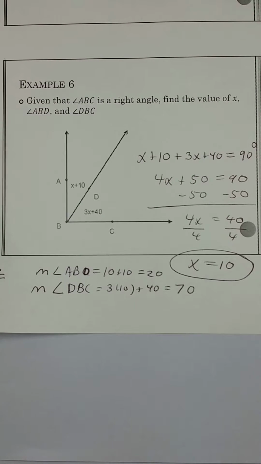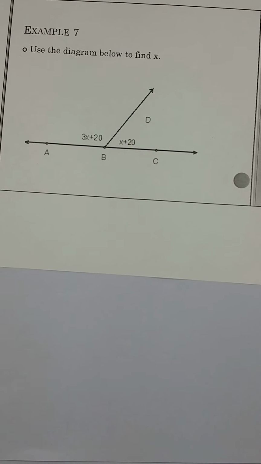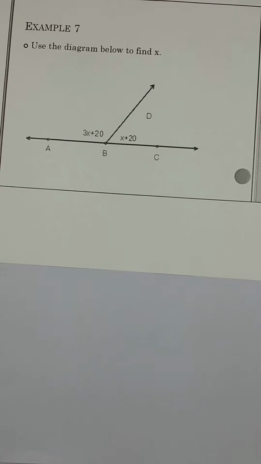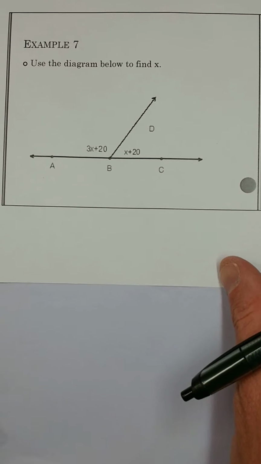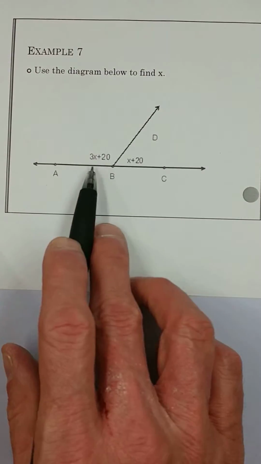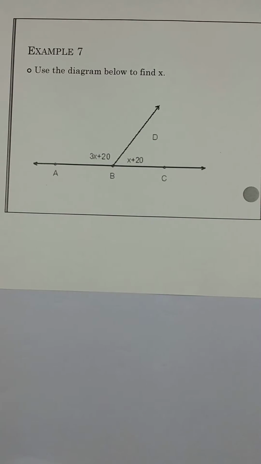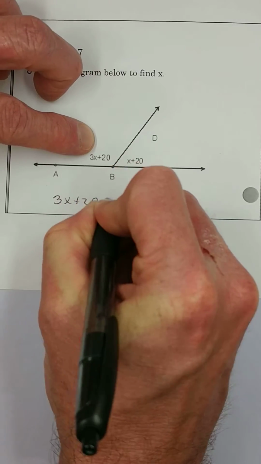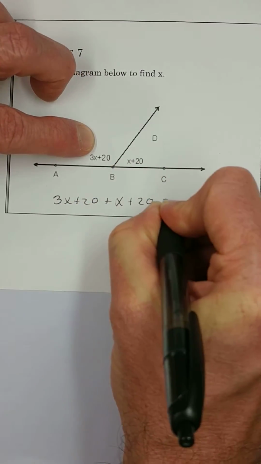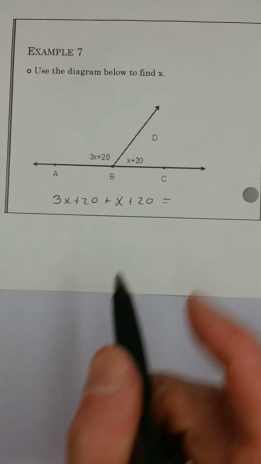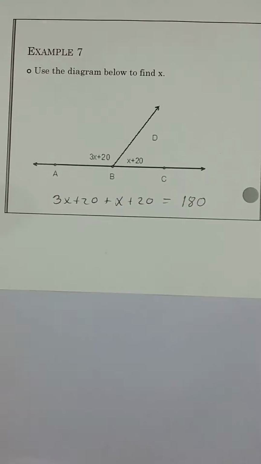Okay, example 7 from the PowerPoint is use the diagram below to find X. So in this case, we just have to find X. So really, it's just a matter of setting up an equation and solving it. So we're just going to do 3X plus 20 plus X plus 20. Now, I really don't say in the problem, but looking at it, you pretty much can assume that is a straight angle, so that will be 180.